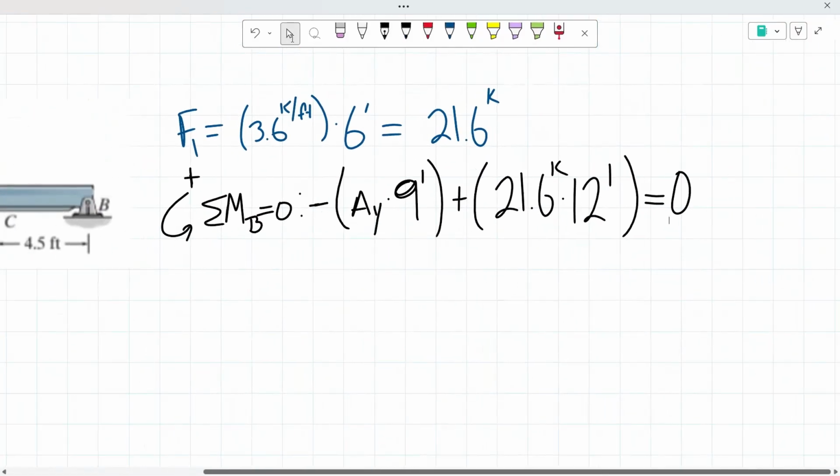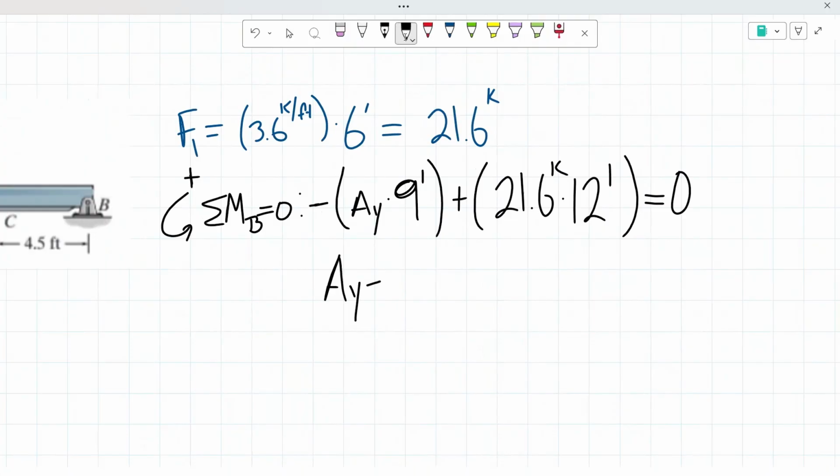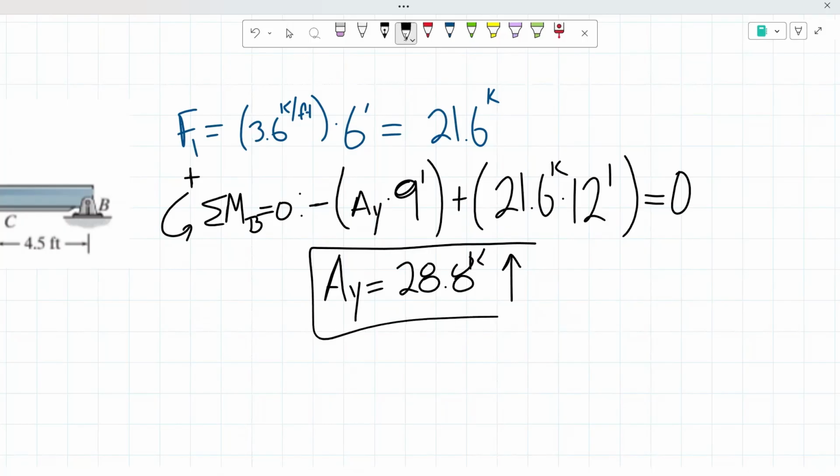So from here, we would simply just be solving for our reaction A sub y. So we would end up getting that A sub y is equal to 28.8 kips. And since we got a positive number, that means that it will be going upwards.